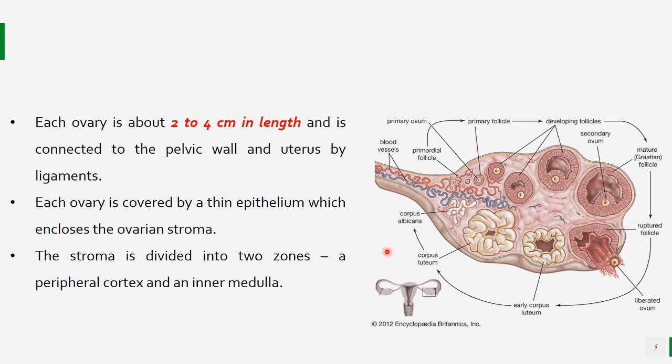Each ovary is covered by a thin epithelium which encloses the ovarian stroma. The stroma is divided into two zones: the peripheral part, known as the cortex, and the inner part, known as the medulla. This is the cycle that takes place in the stroma of the ovary. Primary follicles are produced, which then mature to form the secondary ovum, which upon maturation is released from the body, and the remaining ruptured follicle degenerates or regresses.